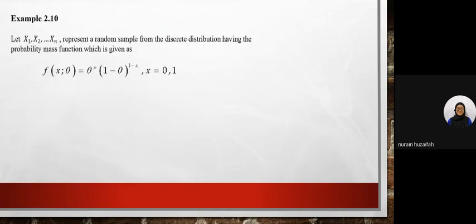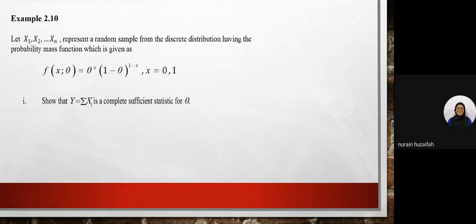So this is related to example 2.10. We have theta to the power x, 1 minus theta to the power 1 minus x, where x takes values 0 and 1. Sorry, this is the Bernoulli distribution, not geometric, because with a geometric distribution x normally starts from 1 up to infinity. So here you have the Bernoulli distribution, with 0 and 1. We want to show that Y equals the summation of Xi is a complete sufficient statistic.